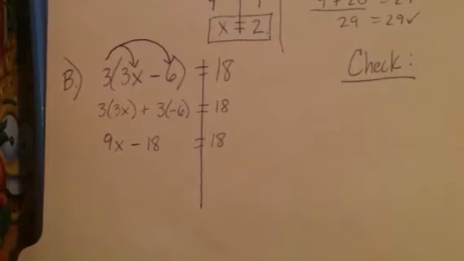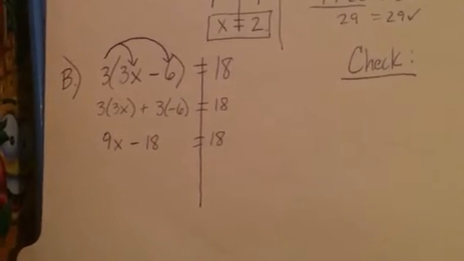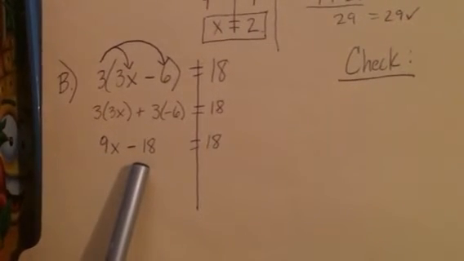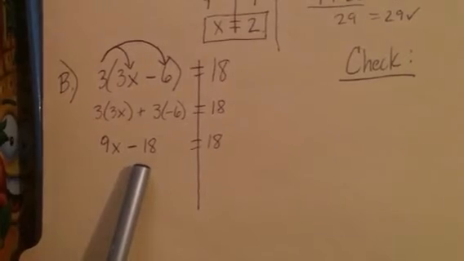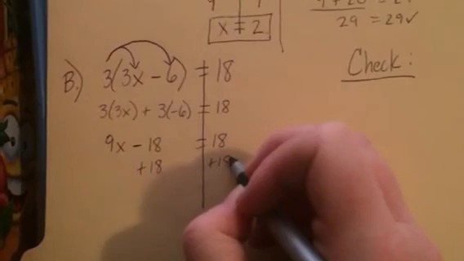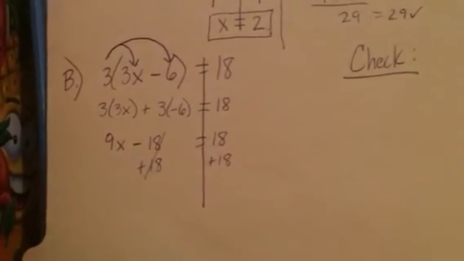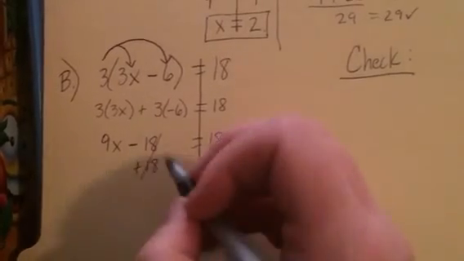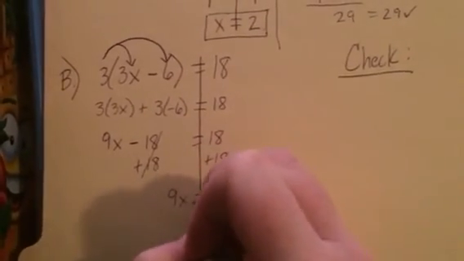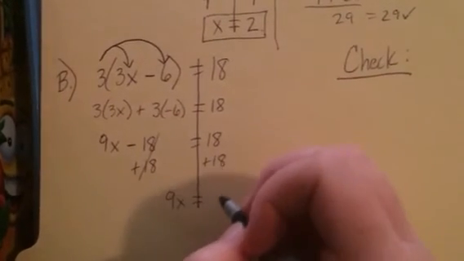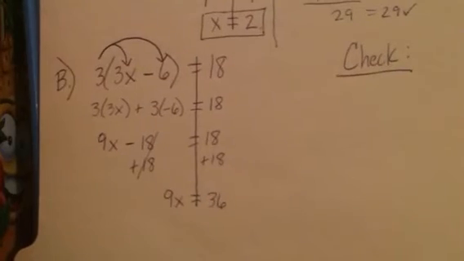And just like before with the problem up above, we're back to another two-step equation. So, again, I want to isolate this 9x. So to do that, I need to take care of that negative 18. Well, the opposite of subtracting 18 is adding 18. So those are going to go away. Negative 18 plus 18, that's 0. And 9x plus 0 is just 9x. And the next thing we have 18 plus 18. So that's going to give us 36.